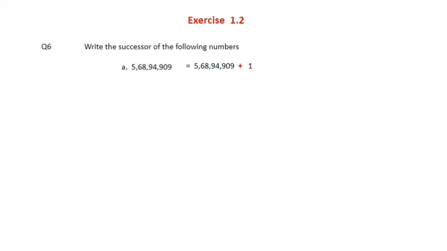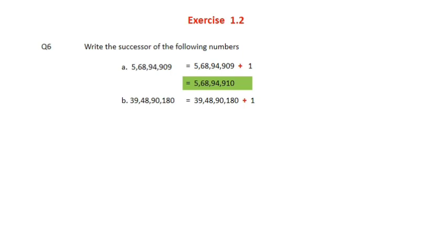In that, what do we do? We add 1. So 909, when we add 1, will become 910. The rest of the number will be the same. So what is your answer? 5 crores 68 lakh 94,910.